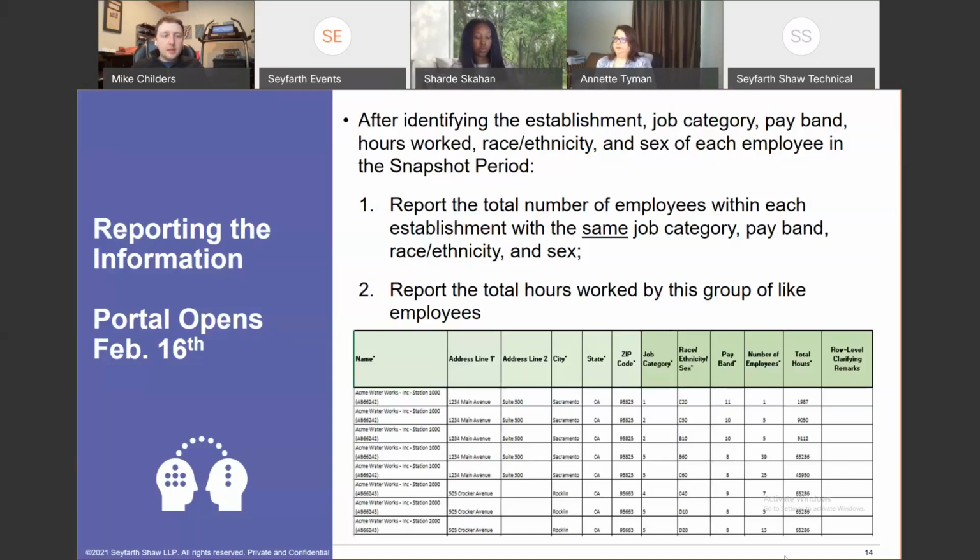And with that, I'm going to turn it over to Annette because we have a couple of individual considerations that we want to talk to you about because they may change your reporting obligations and how you go about reporting just a little bit.